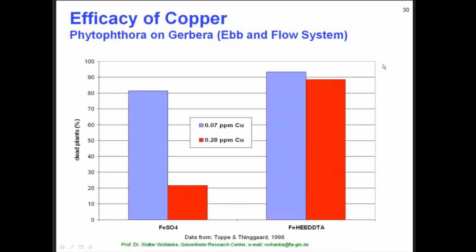Here an example with Tuberaria in an ebb and flow system. Already at very low concentrations of only 0.28 ppm copper, the red columns, a remarkable decrease of dead plants could be achieved compared to 0.07 ppm, which is just nothing. However, in this experiment, using specific iron chelates, the copper activity was inactivated.